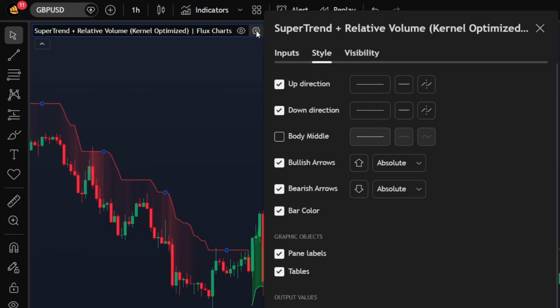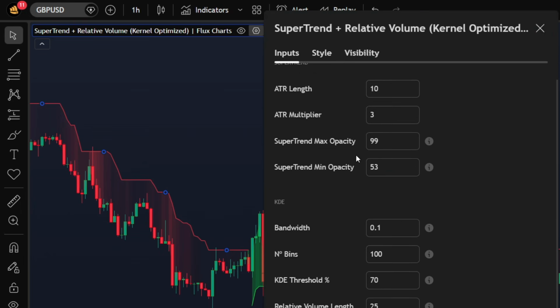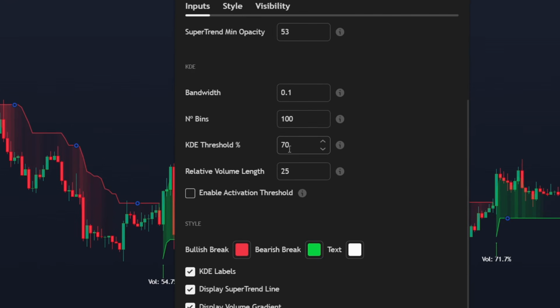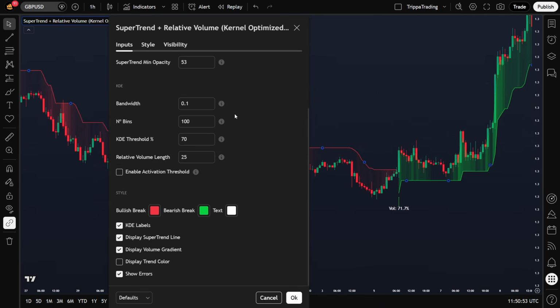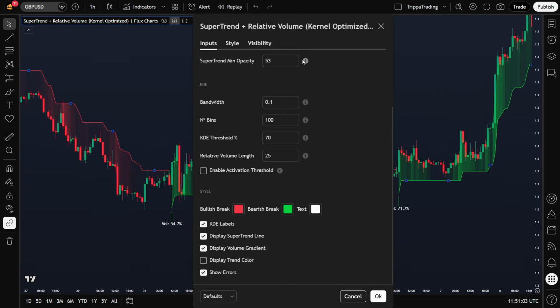So if you open the settings, you can do that from here. If the KDE% is above your chosen activation threshold, the signal is treated as higher confidence. If it is below, the signal can still appear, but it is shown with lower confidence, usually more transparent, so you know not to treat it the same way.